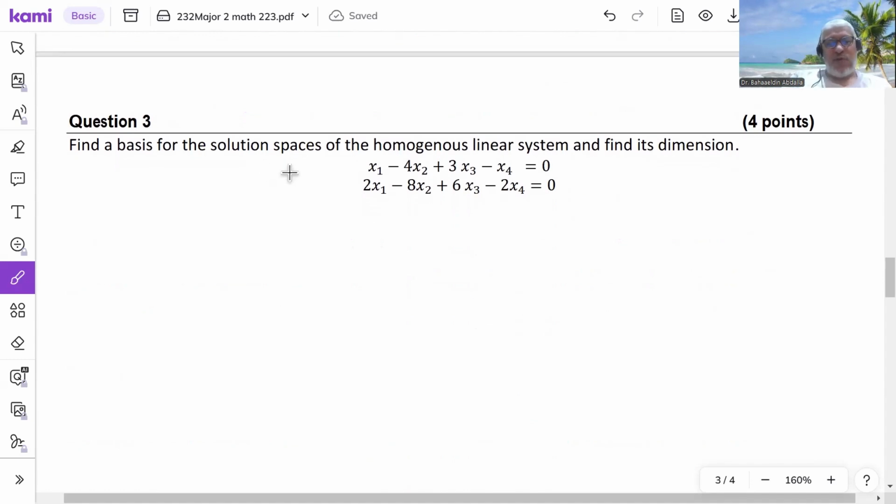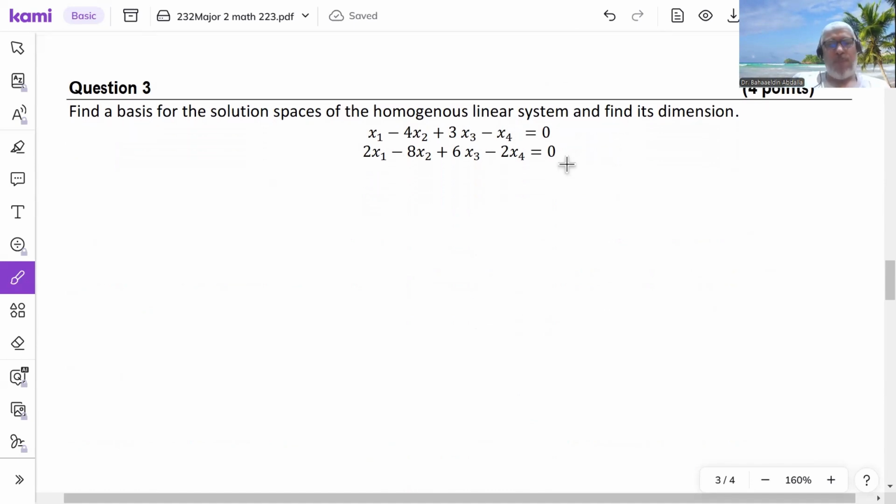Find a basis for the solution space of the homogeneous linear system and find its dimension. So let us solve the system first. Let me write the augmented matrix.